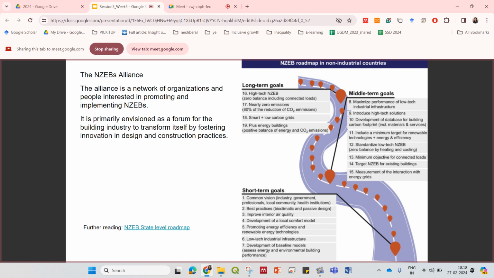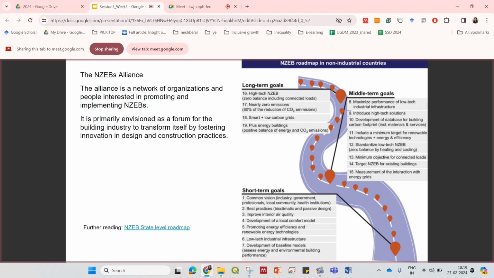Then there is smart plus low carbon grids. So instead of relying on the existing energy grids, where energy comes from burning of fossil fuels like coal or other things, we can focus on creating smart and low carbon grids, which may be coming from renewable sources like solar energy or maybe wind energy or even hydropower. So focusing on developing that kind of smart and low carbon grids is also a part of long term goals, because it's a network of extensive infrastructure which will take a lot of time to set up. So again, that is in the long term goals.